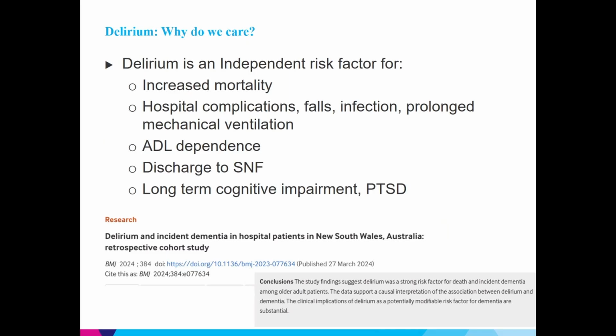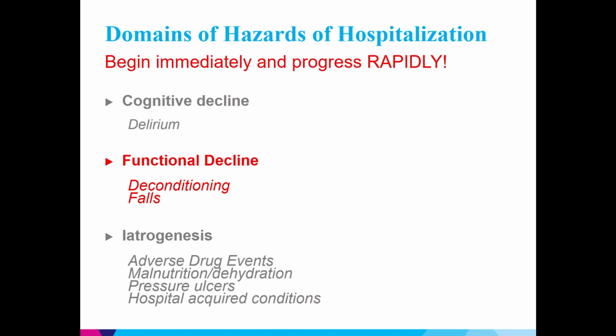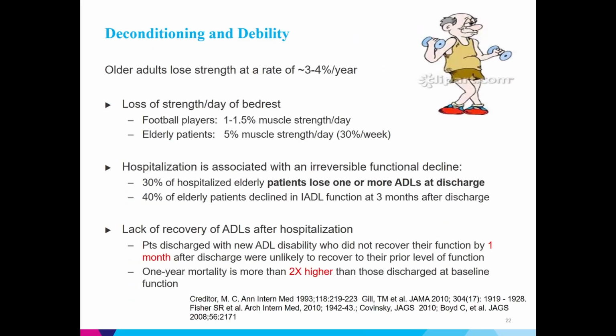The next domain we're going to talk about is functional decline, often seen as hospital-associated deconditioning, and also the risk for falls. Older adults in the hospital tend to lose strength at a rate of 3 to 4% in general. When you add the amount of decline related to bed rest, you'll see that older adults can lose up to 5% of muscle strength daily just by lying in a bed.